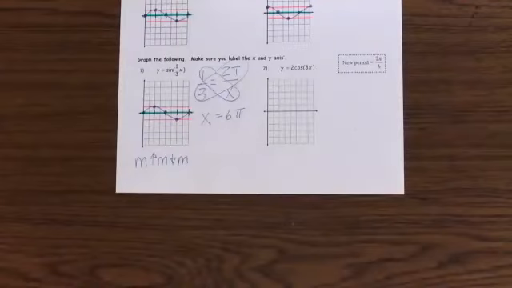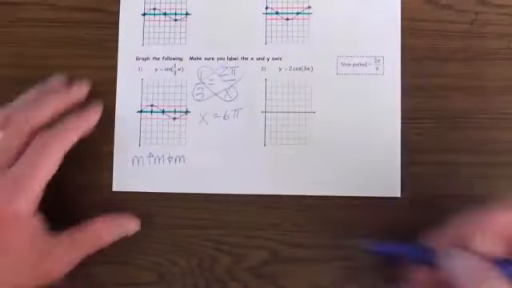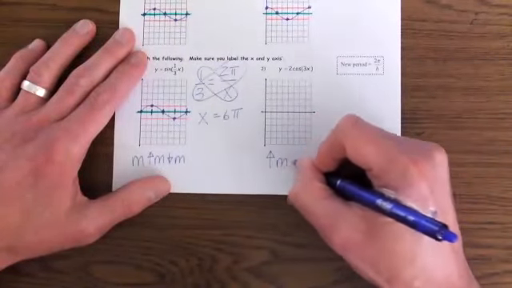All right, let's take a look at example 2. We're dealing with a cosine wave here. That pattern for a cosine wave is right here. Up, middle.